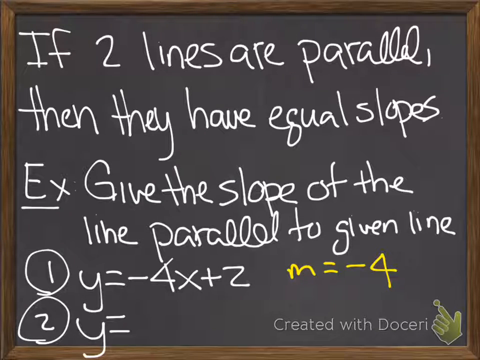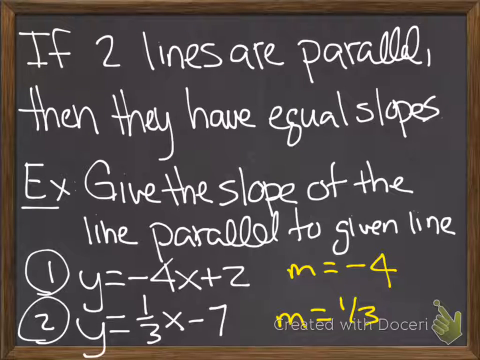Let's try this example. Kelsey, what is the slope of the line parallel to the line y equals 1/3 x plus 7? You got it. Okay? Because if two lines are parallel, then they have equal slopes. Next.